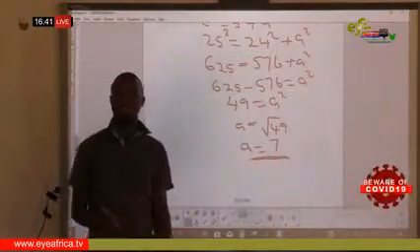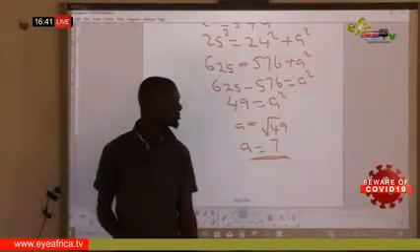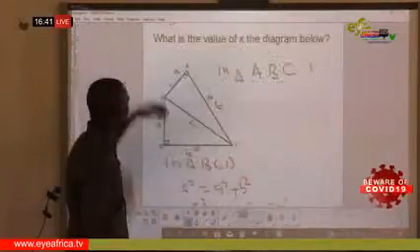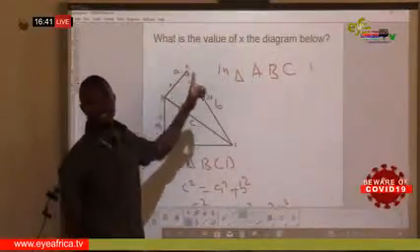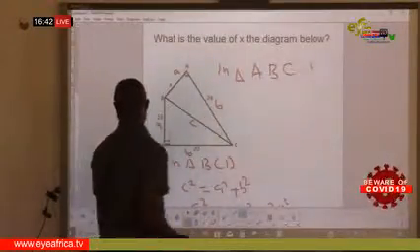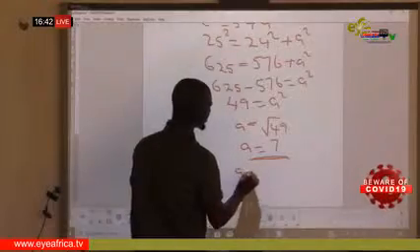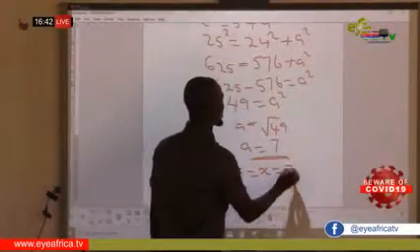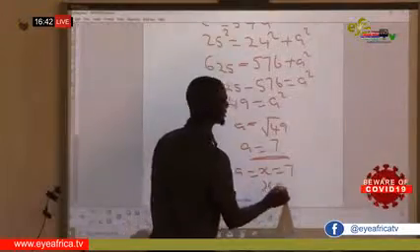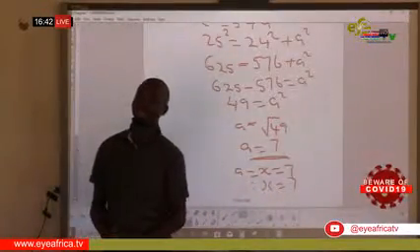A is 7, and the question asks us to find the value of x in the diagram. What is the value of x in the diagram? You can see x is equals to A. So therefore, the value of x in the diagram, since A is equals to x, will be equals to 7. So your x is equals to 7. This is the way we find the value of x in the diagram.